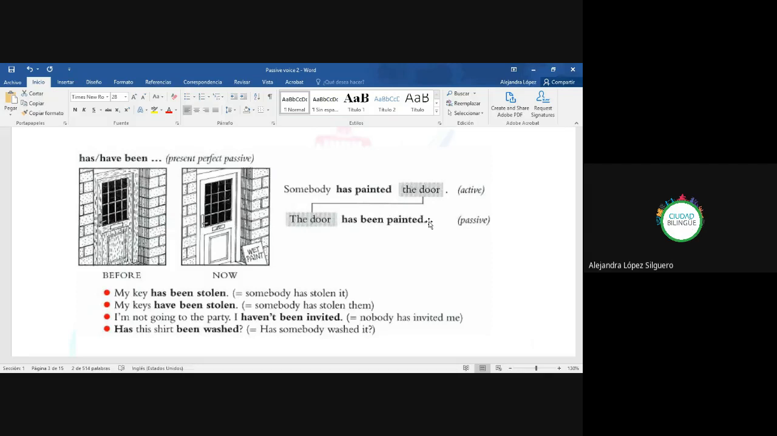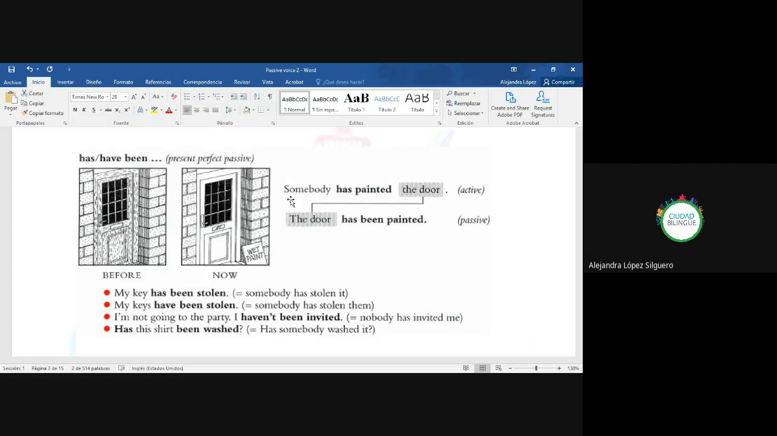El sujeto y el objeto, ¿cierto? En este caso, somebody es el sujeto porque es quien realiza la acción y the door es el objeto, ya que es el que recibe la acción. Recordemos que en voz pasiva, entonces el objeto pasa a ser el sujeto. Por eso acá ya va de primero. The door has been painted. By whom? By somebody. ¿Cierto? Por alguien. Este by somebody es opcional. Acá en esta oración no lo pusieron, pero podemos ponerlo. The door has been painted by somebody.